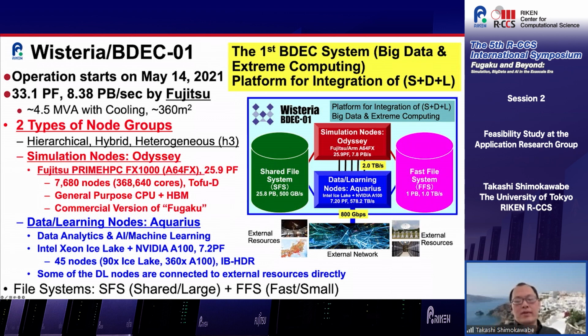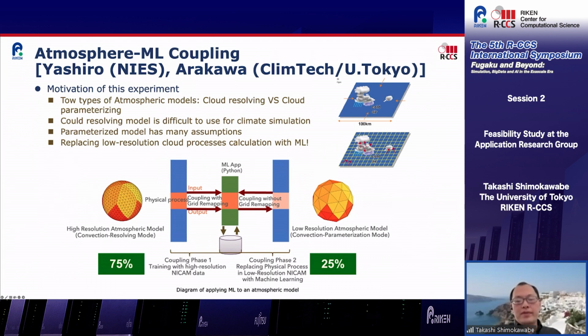Odyssey, with more than 25 petaflops, is based on the Fujitsu system with A64FX. This part has the same architecture as that of the Fugaku supercomputer. And the data and learning node Aquarius is a GPU cluster consisting of Intel Ice Lake and NVIDIA A100 tensor core GPUs with 7.22 petaflops for data analysis, AI, and machine learning workloads. Using this system, we are now building the benchmark code of the atmosphere-ML coupling.